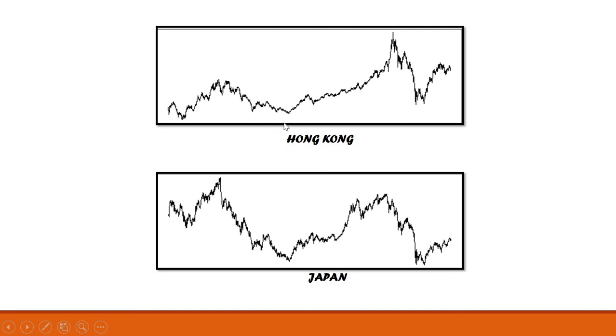Now what you are going to observe is whether these 2 prices are moving in the same direction or in the opposite direction. If you look at these 2 figures, you will see that the Hong Kong prices are increasing, then decreasing at this point, then again increasing, then decreasing, and then increasing. And you will observe the same pattern with Japan also.